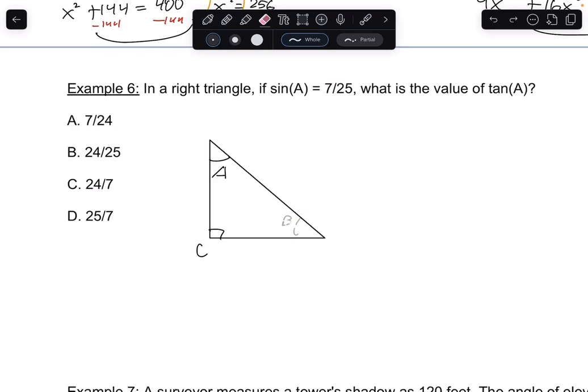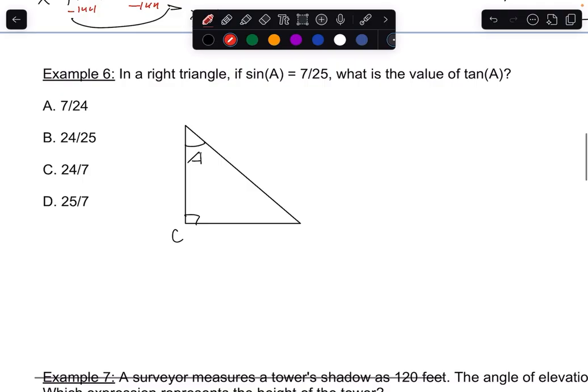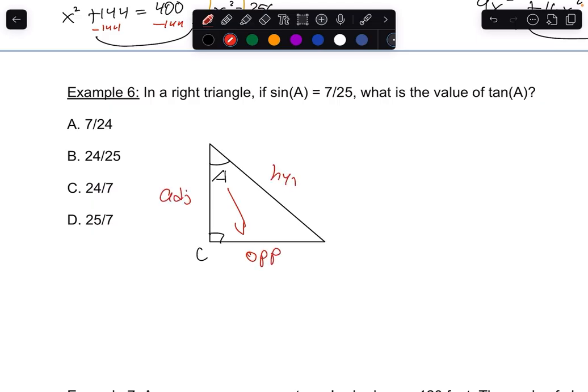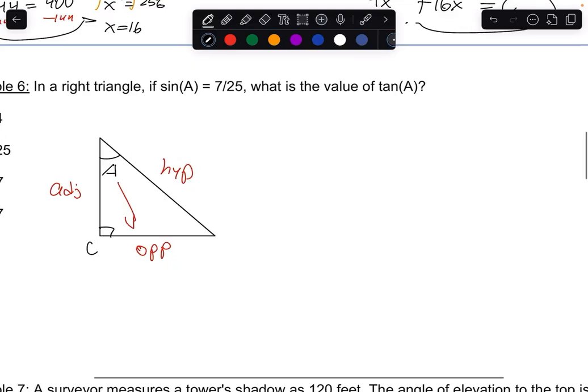Perfect. It's saying, hey, you have a right triangle. Sine of A is 7/25. What's the value of tangent of A? Well, I like to always do two things. Draw your triangle, and then label your sides. You got your opposite, you got your adjacent, you got your hypotenuse. Let's see what they give you.